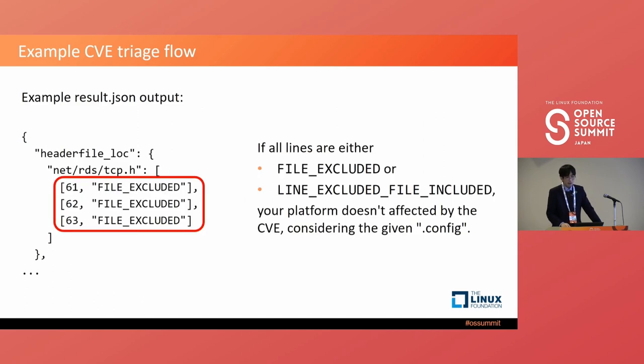This is an example report generated by coverage. For every line modified by the patch, it reports whether the line is compiled or not. If all lines are file excluded or line excluded, or file included, you can determine that your kernel is not affected by the CVE.